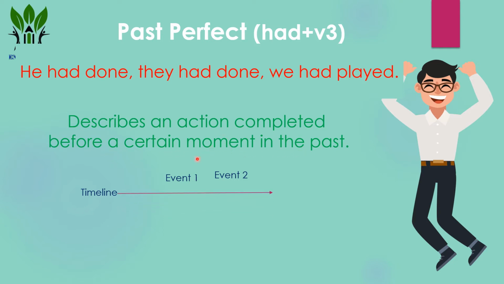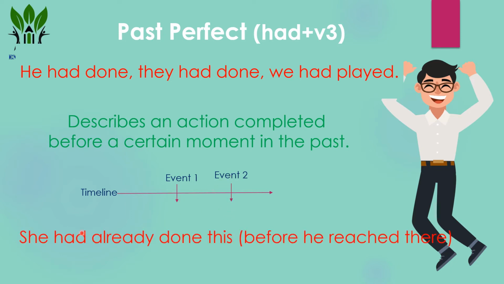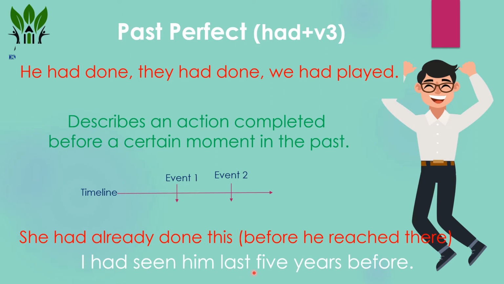That means if this is a timeline, some event happened here, and this event also happened here. For example, he had already done this before he reached there. So he had already done this before he did that. The previous action is in the past perfect tense. I had seen him last 5 years ago. So this is how past perfect tense is used.